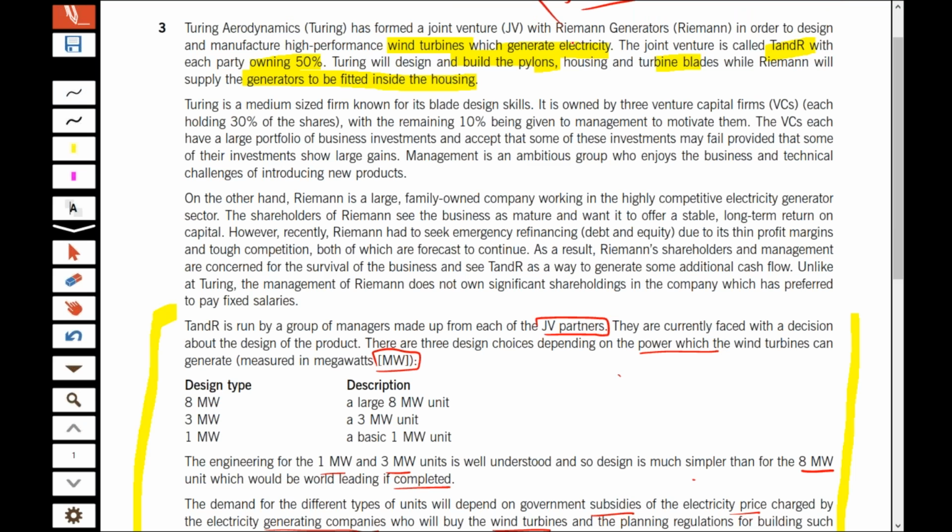It says Turing Aerodynamics is a joint venture with Raymond Generators in order to design and manufacture high performance wind turbines which generate electricity and so on and so forth. It says Turing is a medium-sized firm known for its blade design skill. It is owned by 3 venture capital firms holding 30% shares.